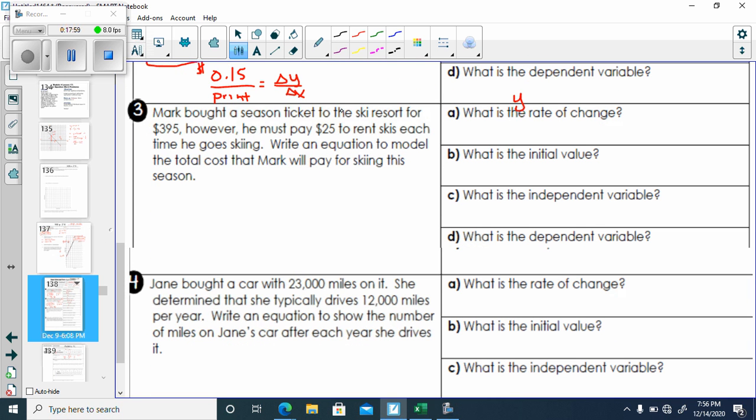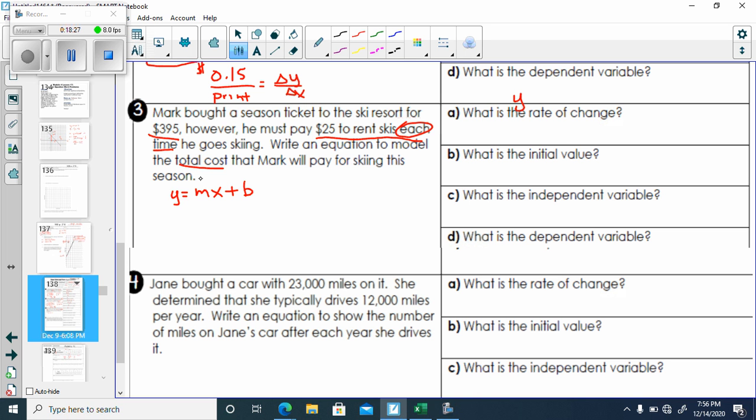Mark bought a season ticket to a ski resort for $395. However, he must pay $25 to rent skis each time. Each is like per, guys, okay? Each time he goes skiing. Write an equation to model the total cost that Mark will pay for skiing this season. We start with the linear equation, y equals mx plus b, and we find the b and the m. B is where we begin.